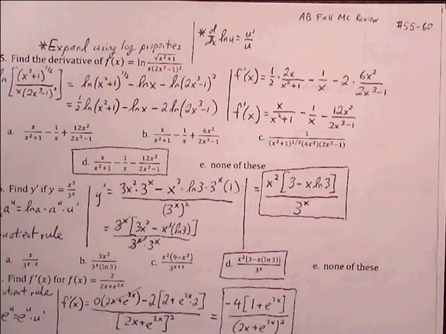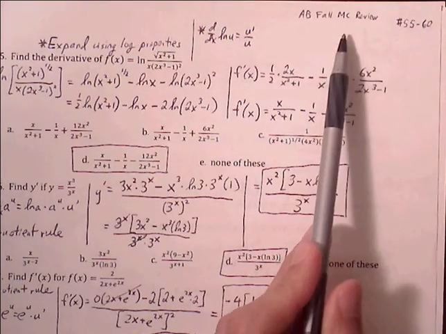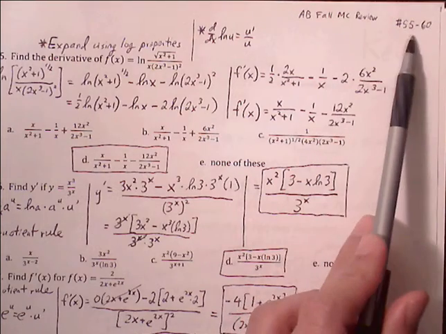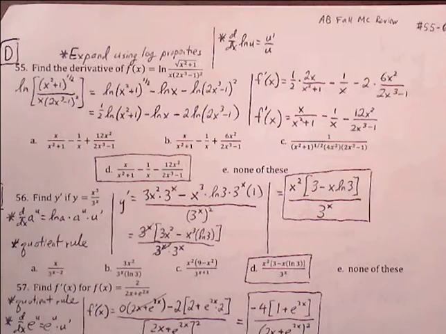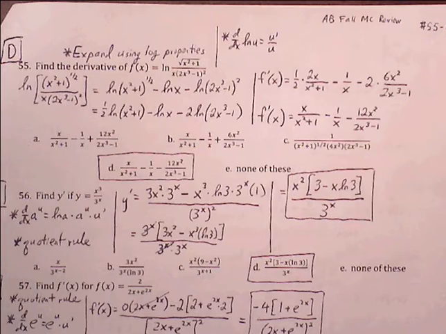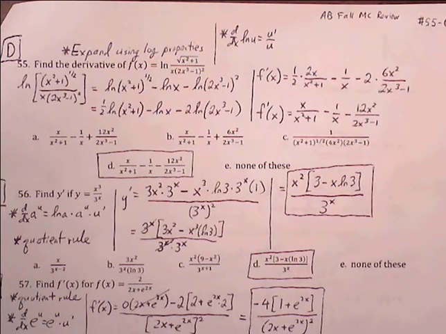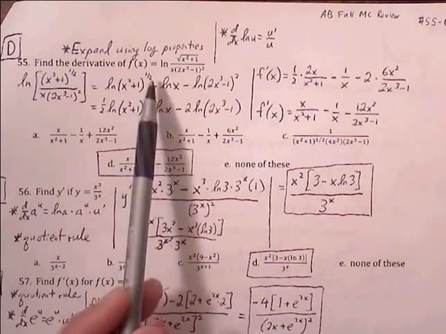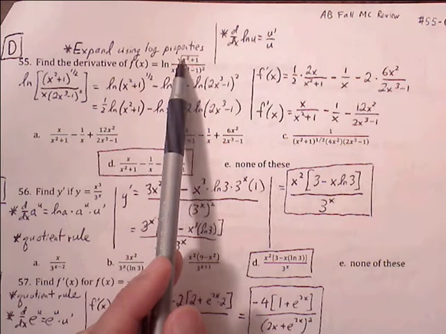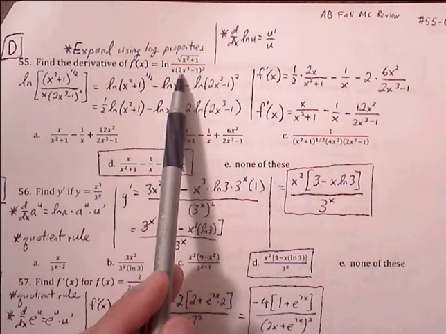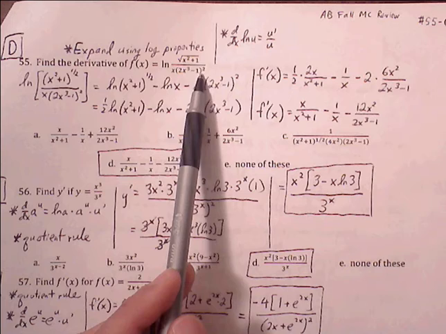We're looking at the final few problems here on the AB Fall Multiple Choice Review, number 55 through 60. Last page here. 55, find the derivative of f of x for natural log of root x squared plus 1 over x times (2x cubed minus 1) squared.